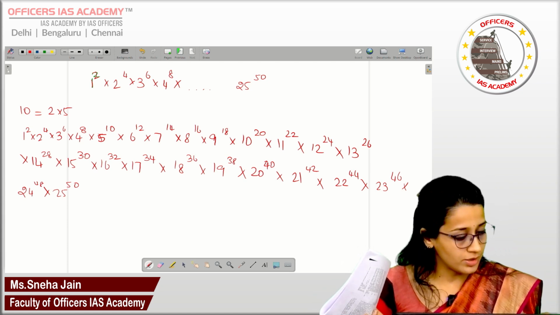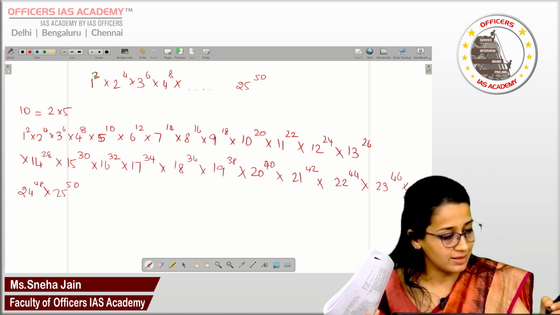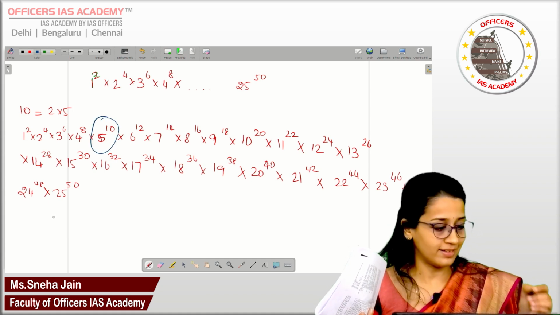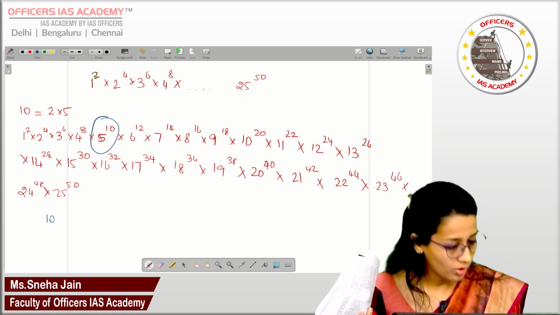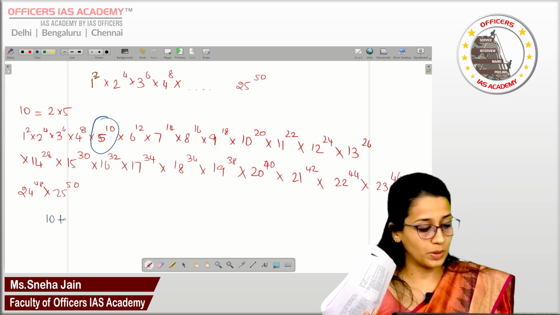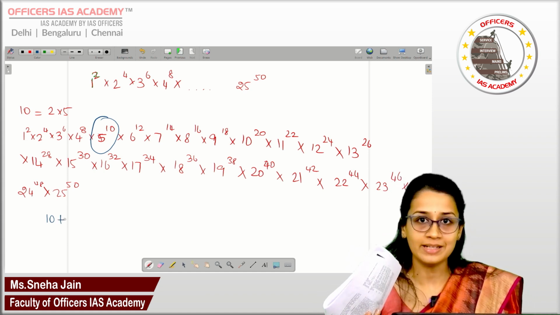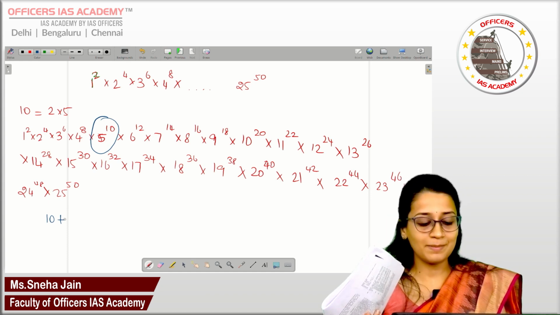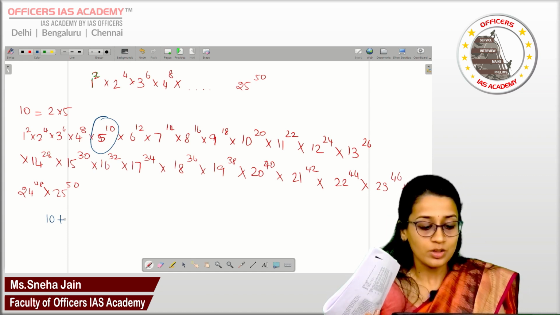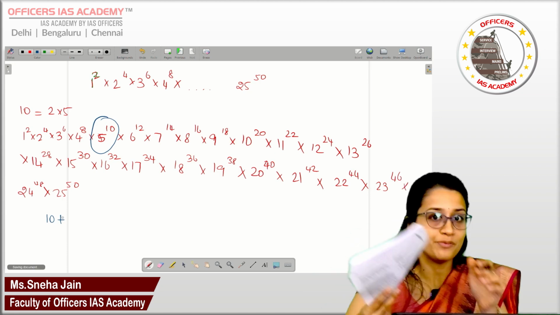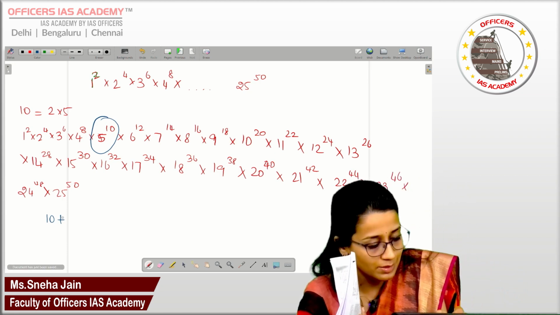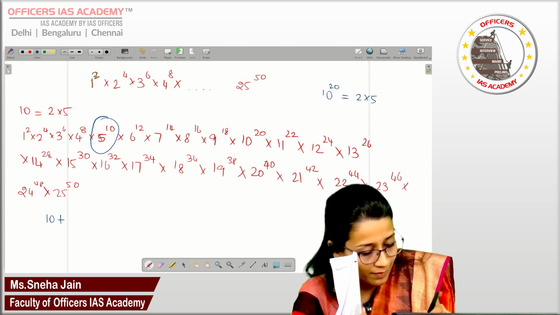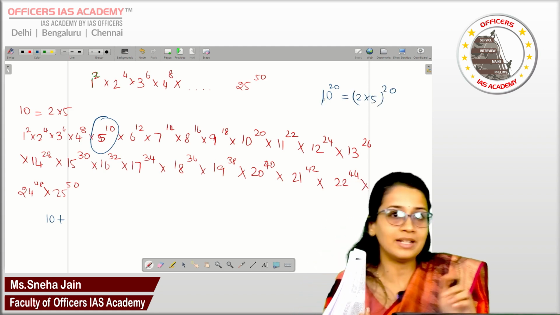Okay. So 1, 2, 3, 4. See, 5 power 10, we will circle this. So how many 5s are there in this number? 10. Okay, then we will go ahead. So we already have 10 to the power 20. So that means this is already solved. So let me just calculate 5 to the power how much. What I mean to say is 10 power 20 can be written as 2 into 5 to the power 20. So there are 20 5s in it.